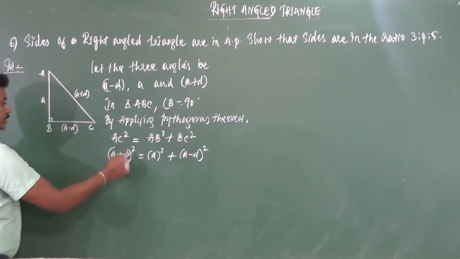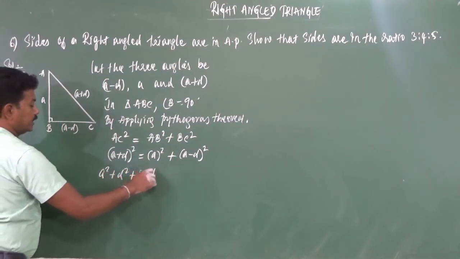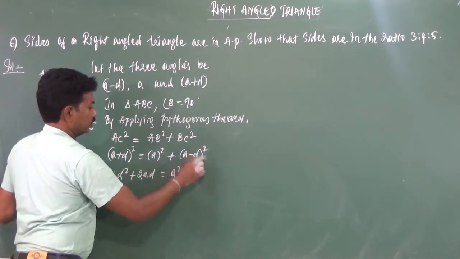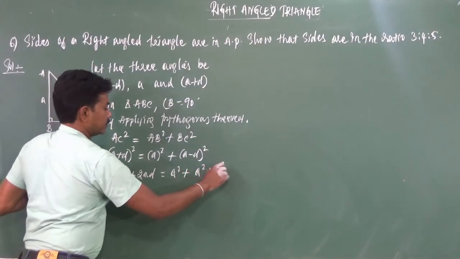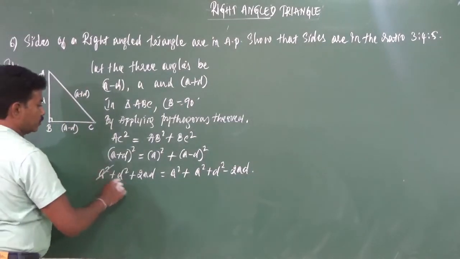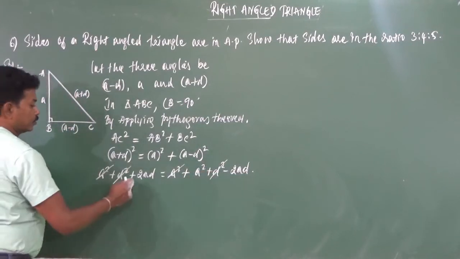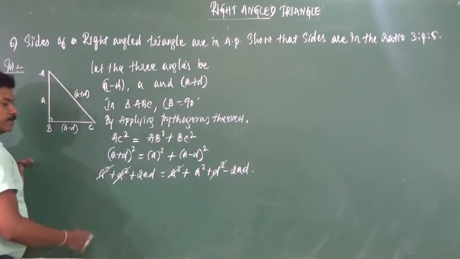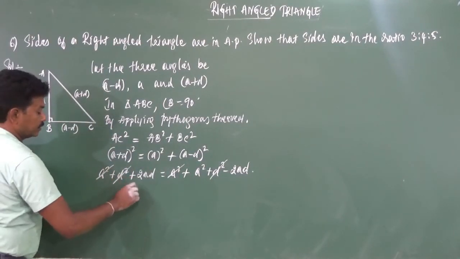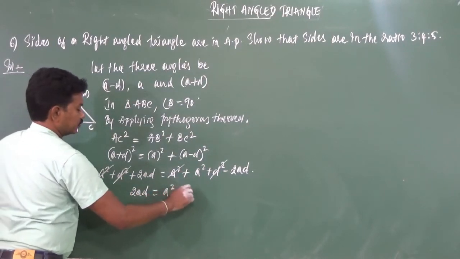Alright, so A plus D whole square can be written as A square plus D square plus 2AD is equal to A square. It can be written in the same manner. A minus D whole square is A square plus D square minus 2AD. Okay, so here A square and A square cancels, D square and D square cancels. So plus 2AD, here we have minus 2AD, it cannot be cancelled. If they are of the same sign, they can only be cancelled. So left over thing is 2AD is equal to A square minus 2AD.